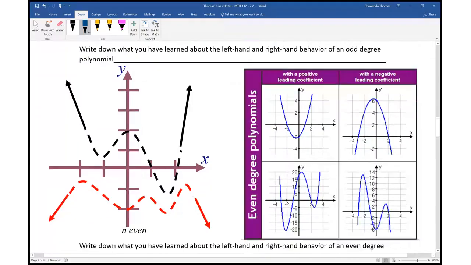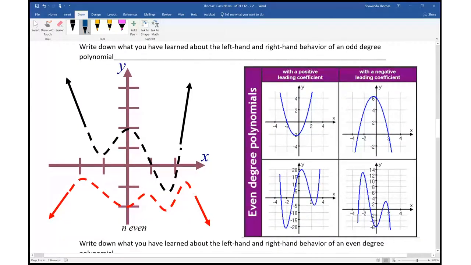Same thing goes with an even degree polynomial. Again, the ends of the even degree polynomial will behave in the way the quadratic function behaves.